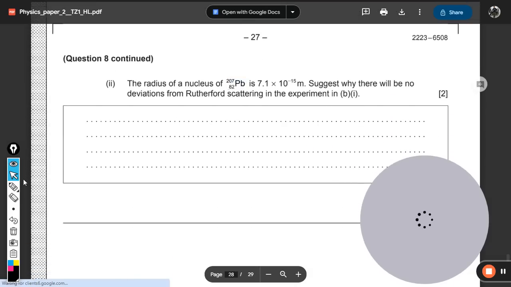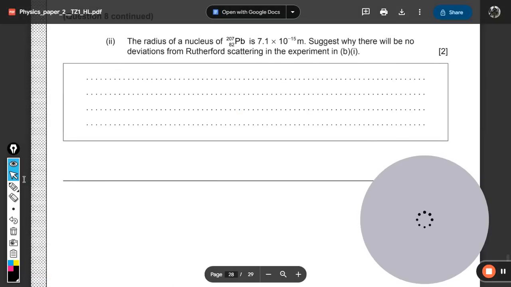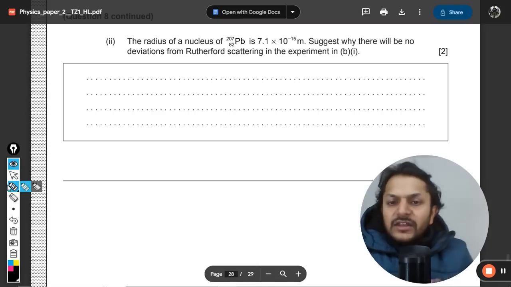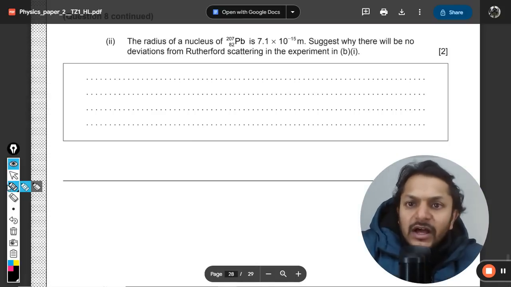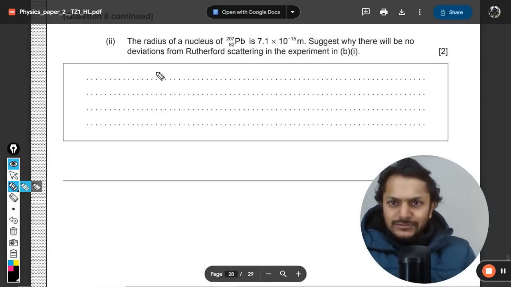I tried to explain to you the complete concept of the distance of closest approach, so I think that justice has been done here. But if you have any comments, please do mention them in the comment section, no problem.